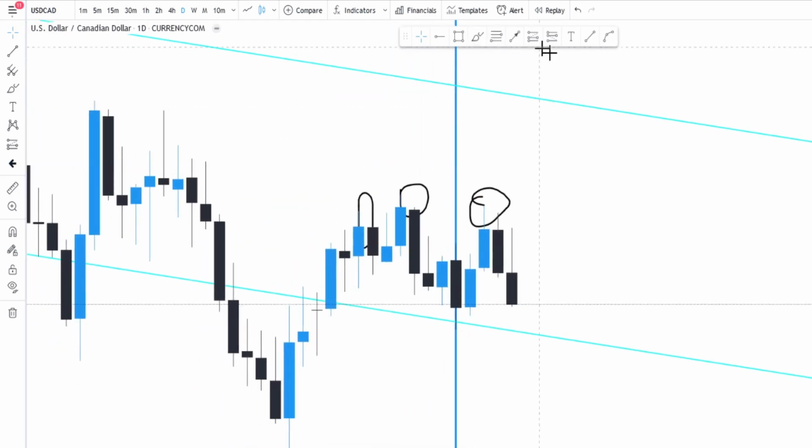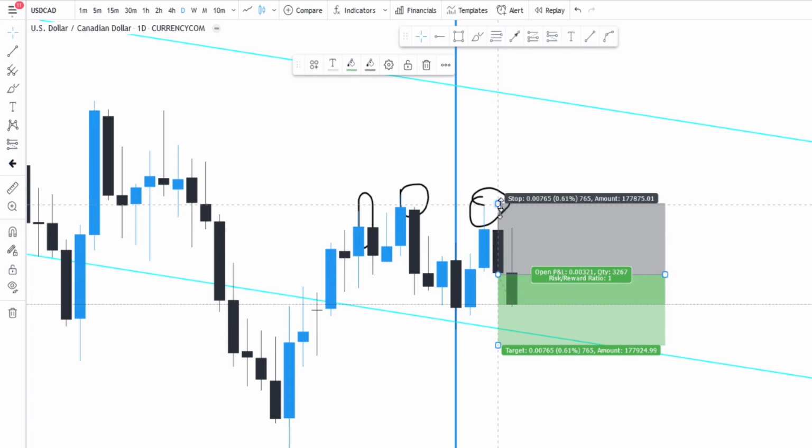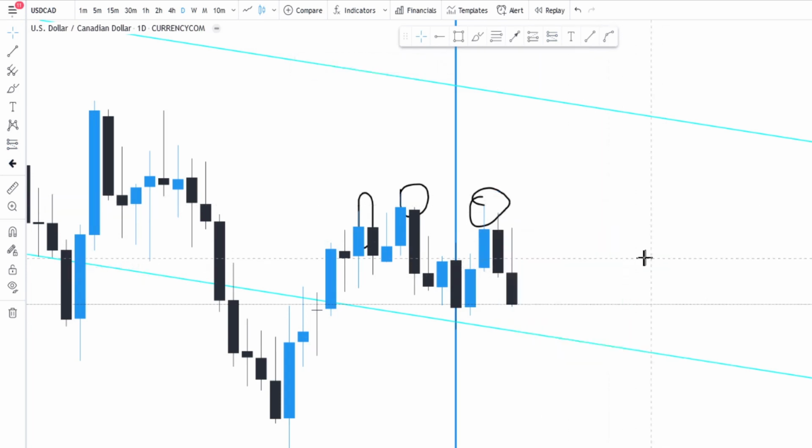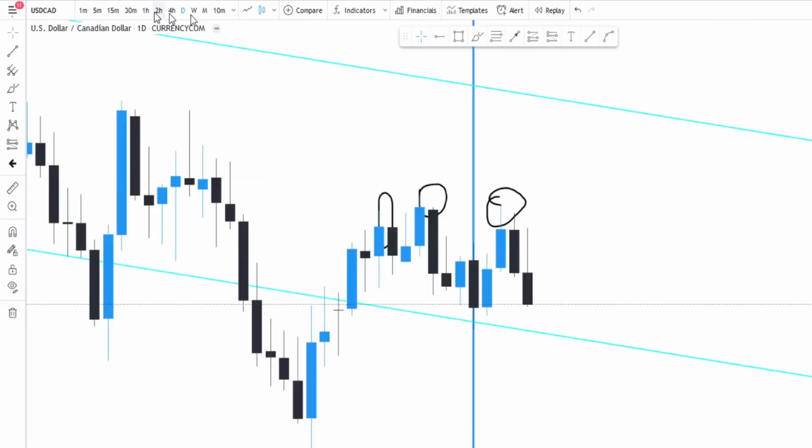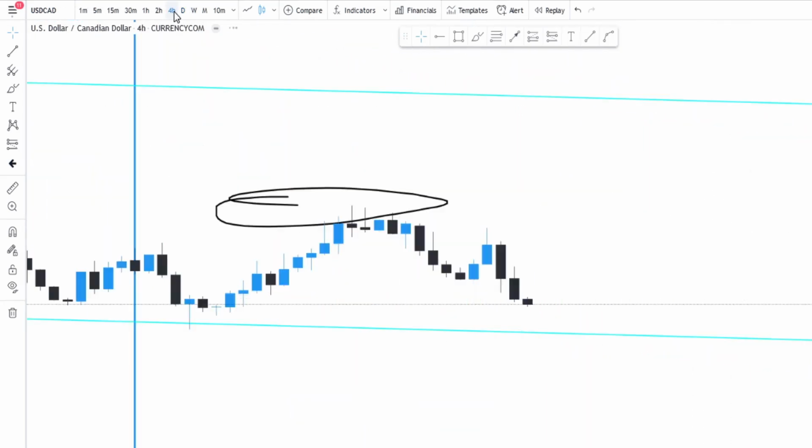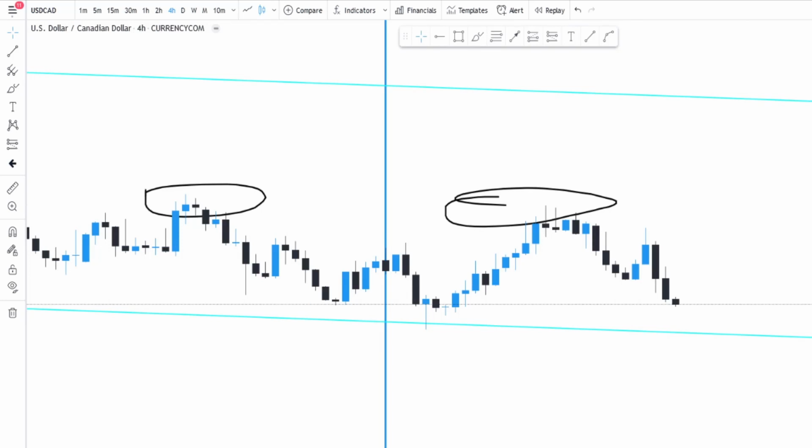But now we can see that we got here an engulfing at the daily time frame, a retest here, and we were probably looking for sales here. We were looking for sales here. So now let's go to the 4-hour time frame.